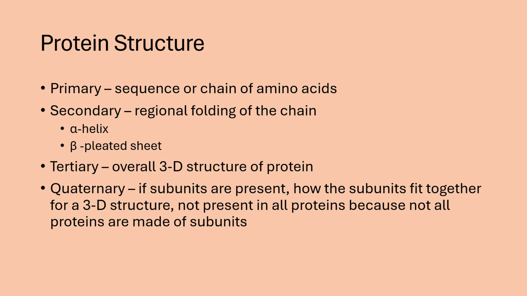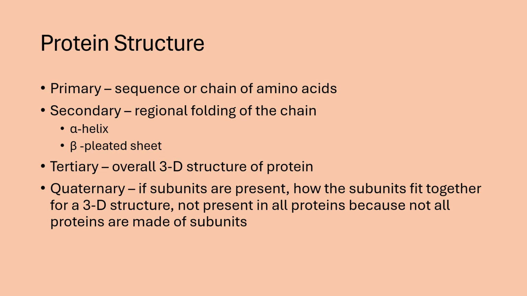The secondary structure is just regional folding of that chain, not the entire thing, but just in certain little areas, which is going to be determined by the sequence of the amino acids. So secondary structure is dependent upon primary structure. In some areas, it's known as what we call alpha helix, which is twisting kind of like a slinky. Another type of secondary structure is what is known as a beta pleated sheet.